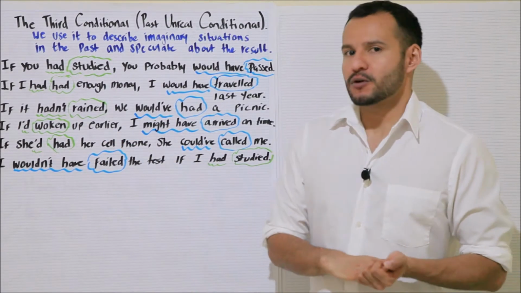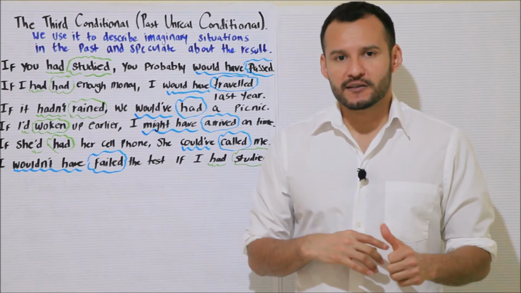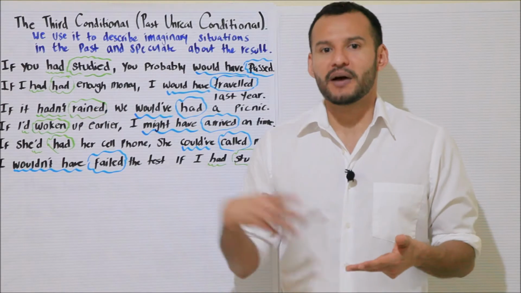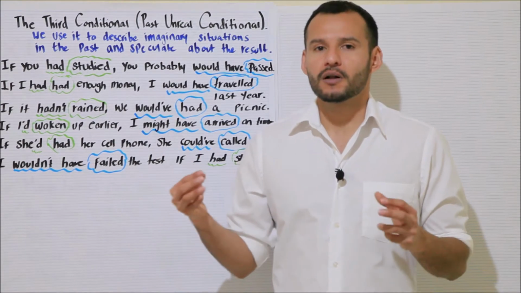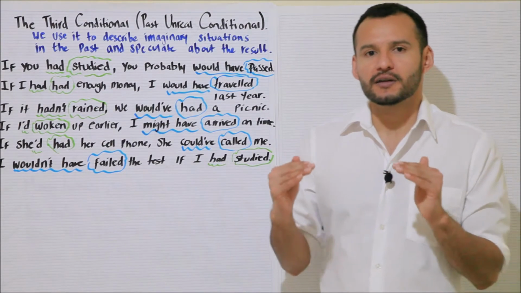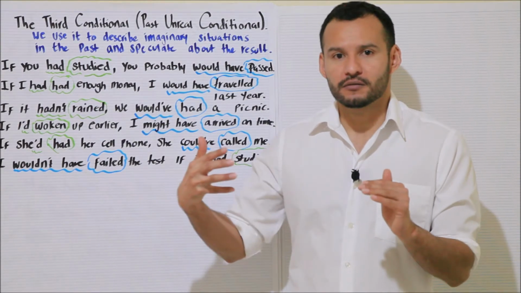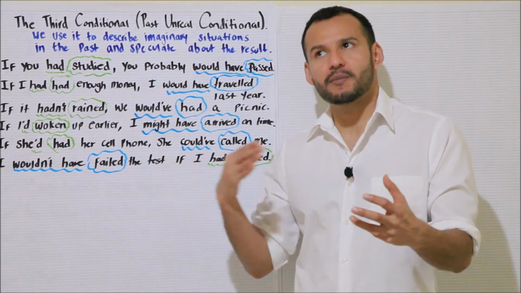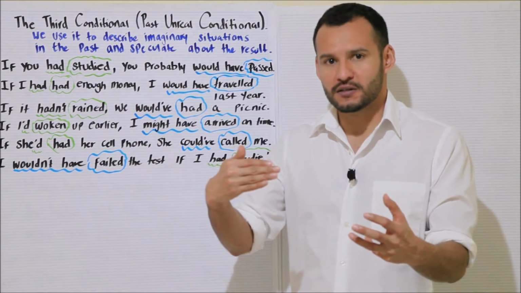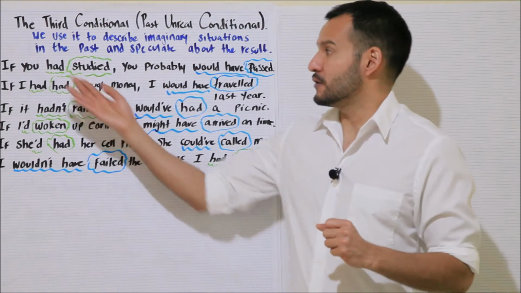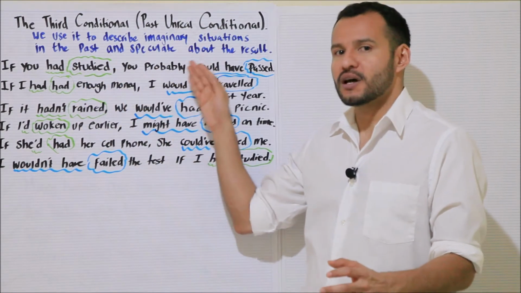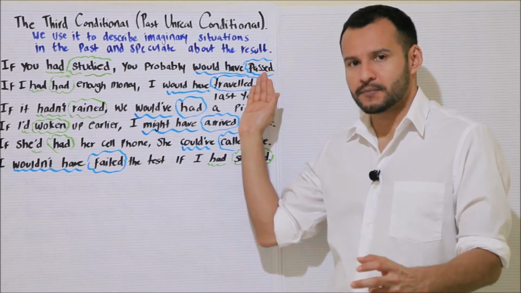So let me give you an example. Let's imagine that yesterday you had an exam and you didn't study for the exam and you didn't pass the exam. Well, it's impossible for you to travel into the past, so the only thing that you can do is imagine. You can't change the past, but you can imagine what would have happened if you had done the opposite. So for example, I can say that if you had studied, probably you would have passed the exam.